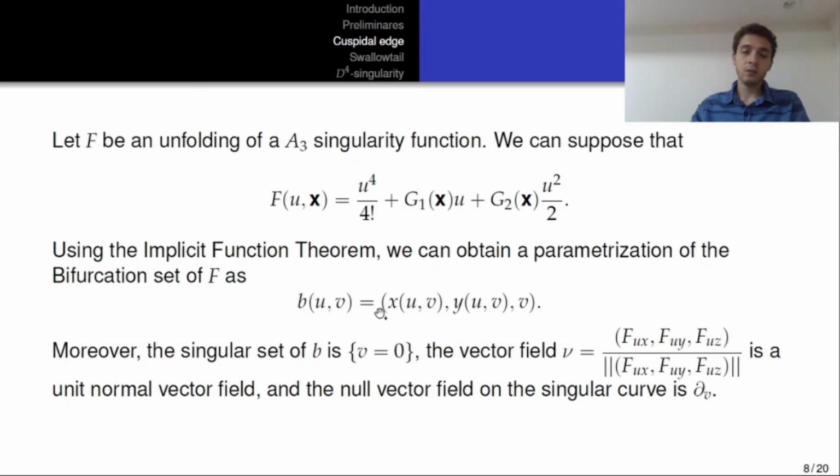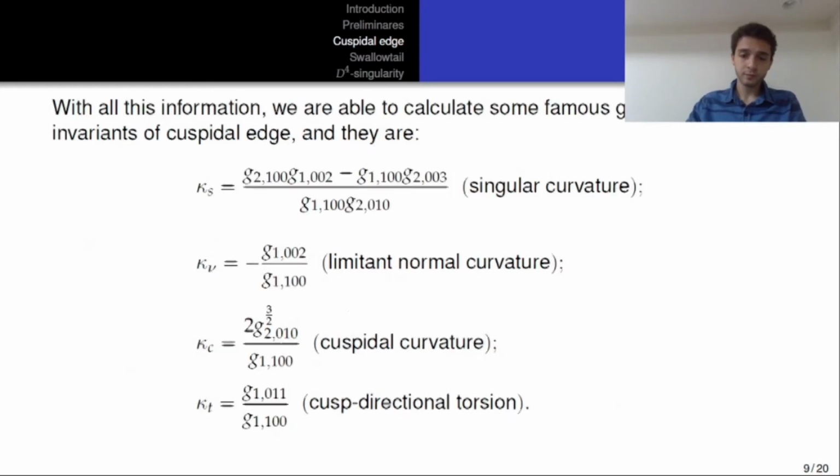B of u, v is (x(u,v), y(u,v), v). Moreover, we can obtain the singular set of B, and this set is the u-axis. We also have the unit normal vector field, and the null vector field on the singular curve, which is the u-axis, is given by partial v. That means that B_v is 0 on the singular curve.